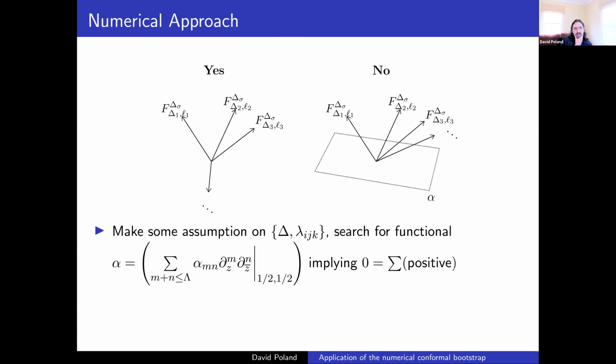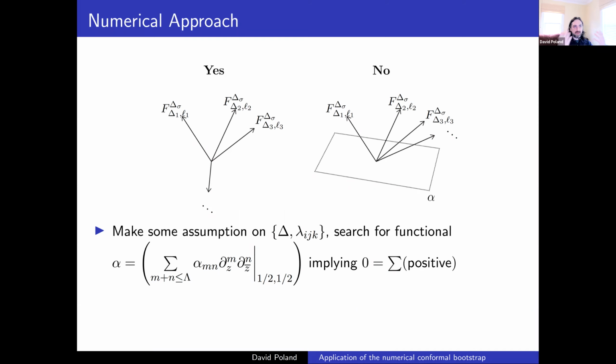As I think you heard previously, there's a numerical approach you can adopt to study these equations, where you ask, when is it possible to sum up a bunch of functions, or you can think of them as being like vectors? When can you sum up a bunch of vectors and end up with 0? You can do it if you're in a situation like the left, where all the vectors are pointing in random directions, but you can't do it if you're in a situation like the right, where all the vectors point to one side of some kind of separating plane.